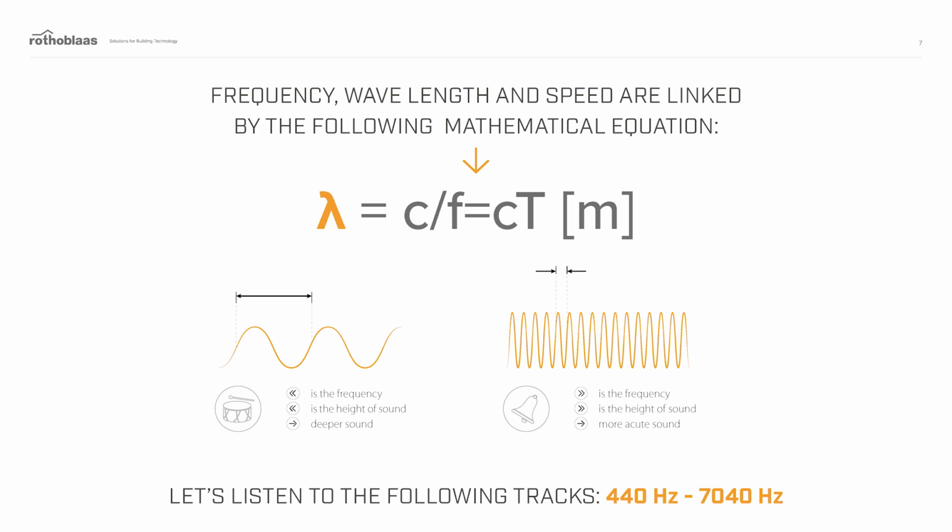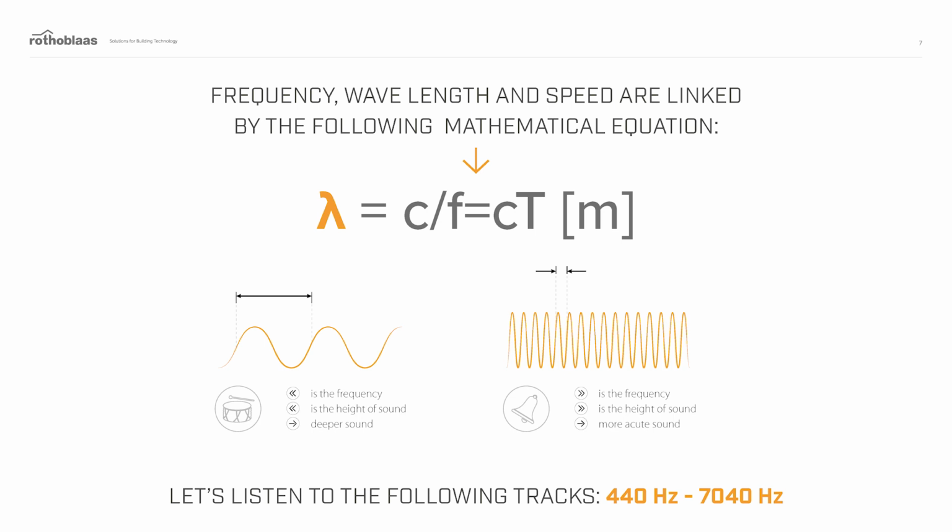Lambda is equal to the ratio of speed and frequency, and this is equivalent to multiplying the speed and the period. So, the lower the frequency, the lower the pitch of sound, which is similar to a drum. Conversely, the higher the frequency, the higher the pitch of sound, which is similar to a violin.